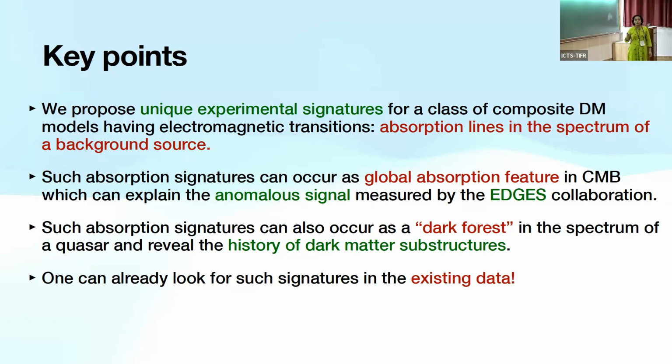They could be a global absorption feature or a spectral distortion in the CMB. And it could also be a dark forest in the spectrum of a quasar. And if we are able to detect this dark forest in the part of the electromagnetic spectrum where we don't expect any lines from baryons or atoms or molecules that we know, then that could be a smoking gun signature for this dark matter. And we can already look for these signatures in the existing data.